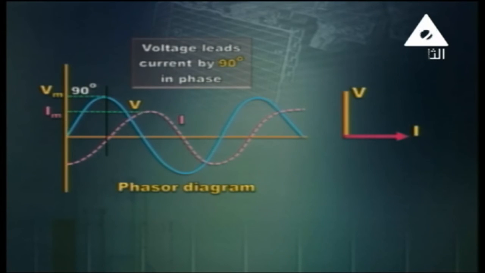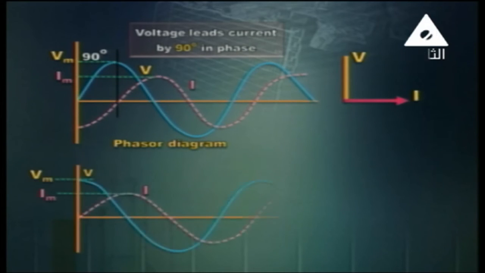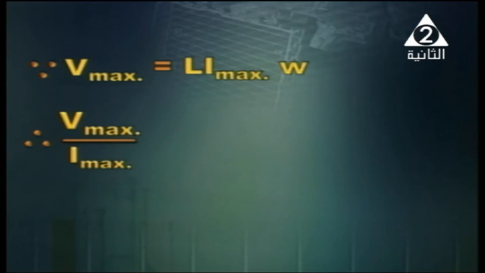And now we'll try to obtain the quantity that represents the opposition to the flow of the current. Voltage leads the current by 90. So we want an expression that gives the opposition. First of all, V maximum is equal to L I maximum omega. So we can say V maximum over I maximum equals L omega.